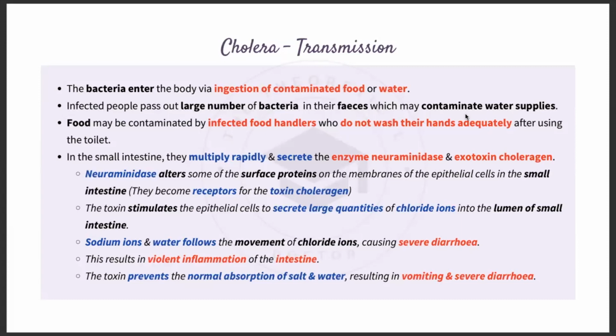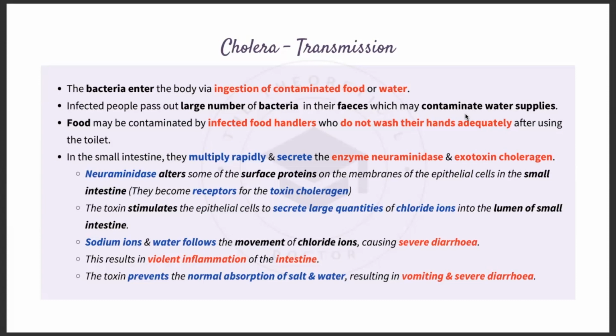The transmission of cholera. So the bacteria enter the body via ingestion of contaminated food or water. It is not passed like in dengue through a vector, and it's not airborne either, so it's through ingestion. And infected people can pass out large numbers of bacteria in their feces, which may contaminate water supplies, and this is really scary because once they contaminate the water supply and there is no proper filtration, then other people can get infected. So the food may be contaminated by infected food handlers who do not wash their hands adequately after using the toilet, and it's commonly found in food sold by street vendors. Not all street vendors. Sometimes this can even happen in a properly established restaurant, but just saying.